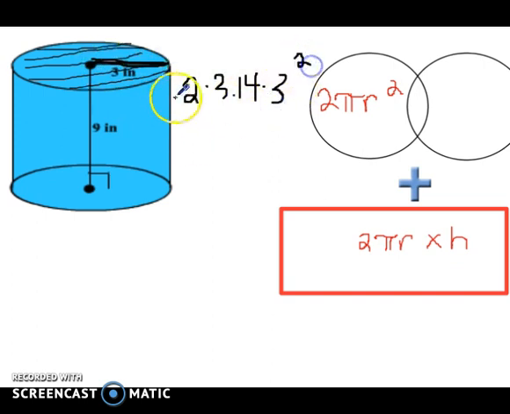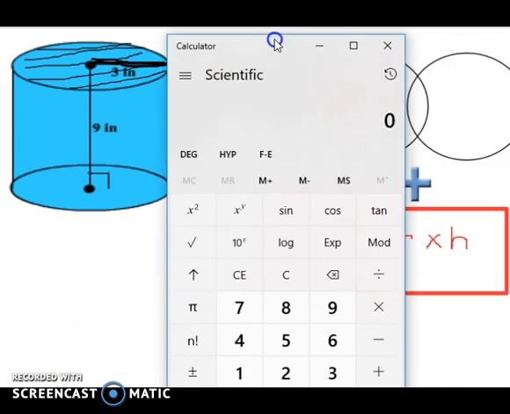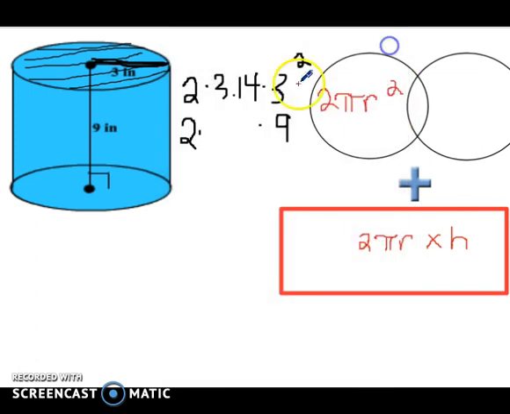And all we have to do is get our calculator out now and multiply these. I know 3 squared is 9. I know 2 times 9 is 18. So I'm going to multiply 18 times 3.14. So here's my calculator. 18 times 3.14 gives me 56.52. So the area of my two circles is 56.52. I'm going to put this here because I know I have to add the area of the rectangle to find my total surface area.